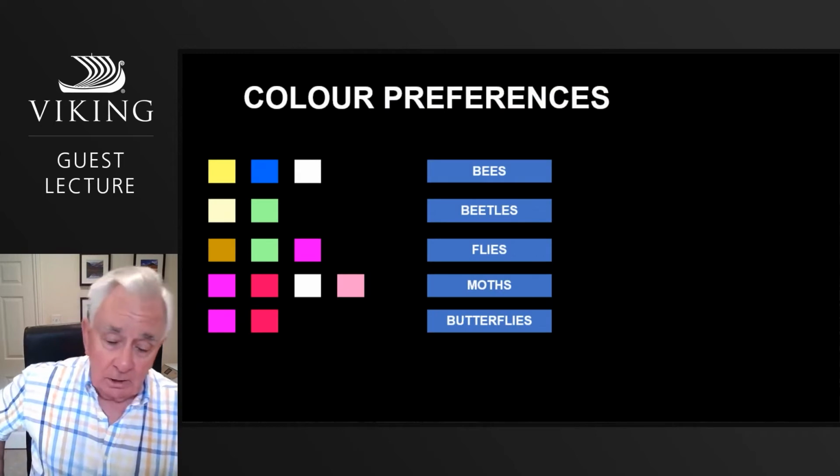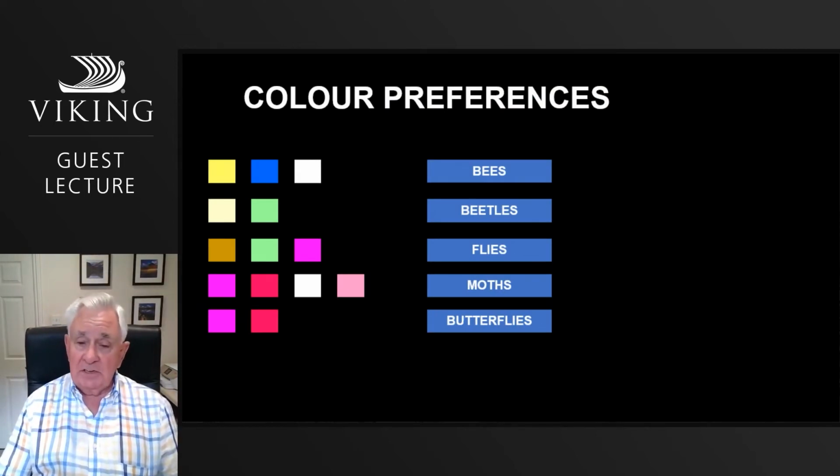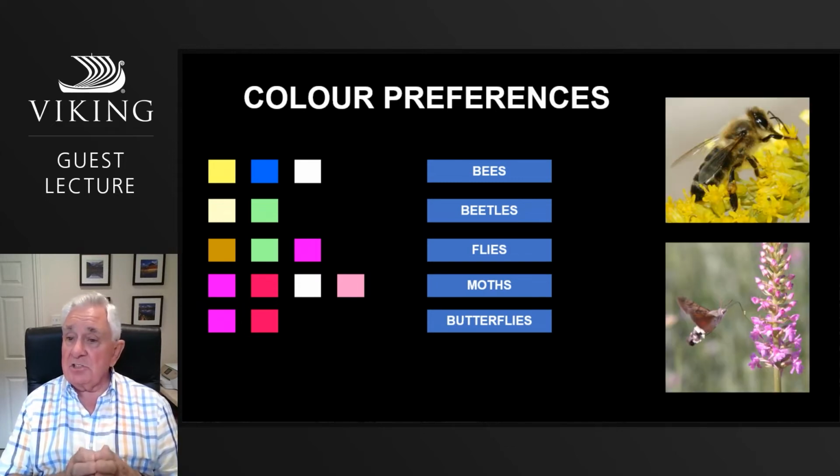Now, when it comes to colour preferences, different insects have very different preferences. And you may have noticed in your garden or out in the wild, certain plants have certain kinds of insects associated with them, and it's all to do with colour. So bees like yellows and blues and whites, butterflies like purples and reds. So they have distinct preferences. And there's just two examples I show you on the right.